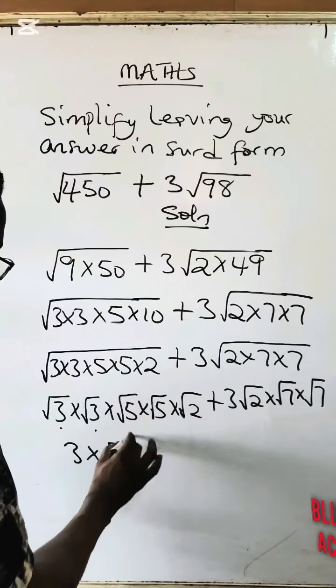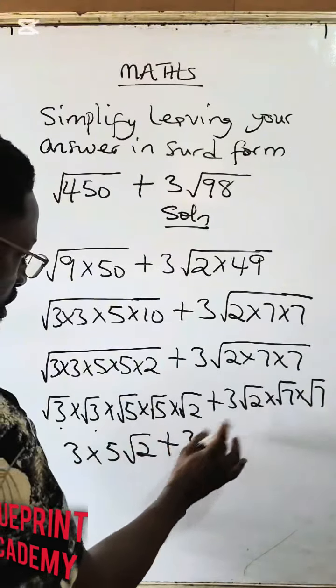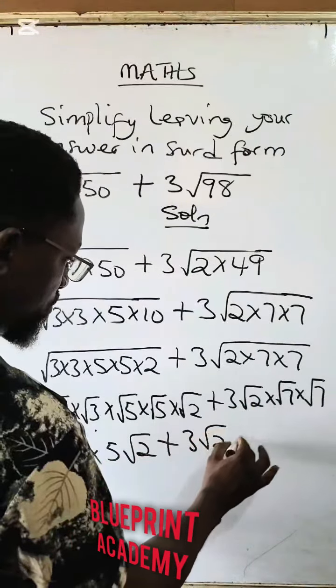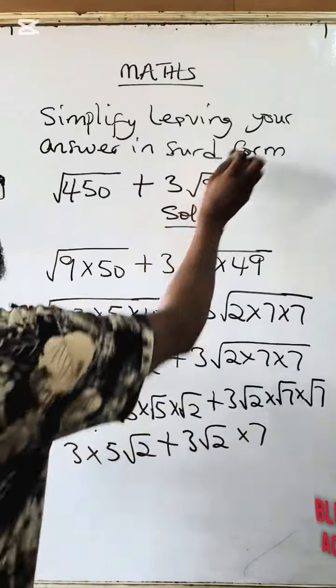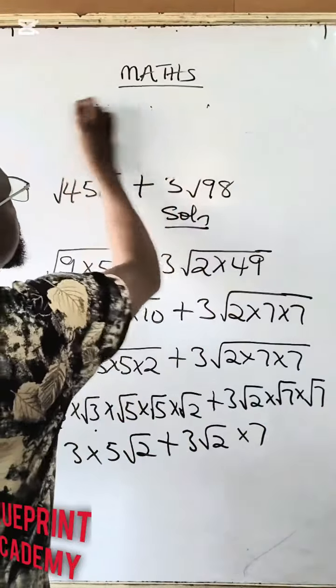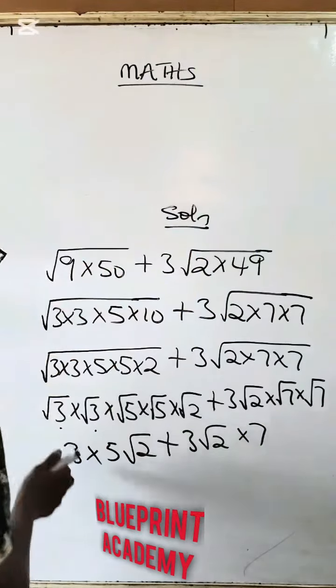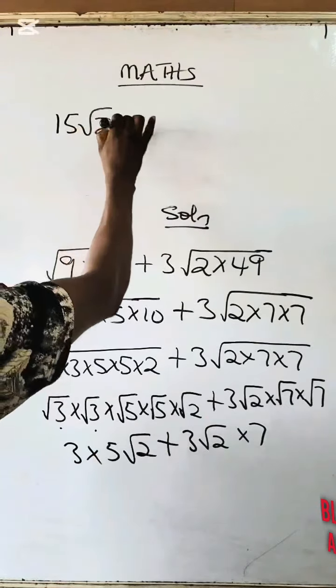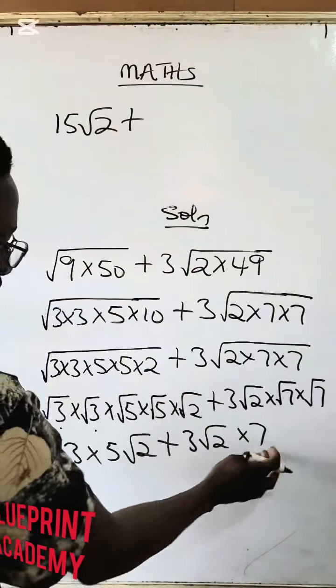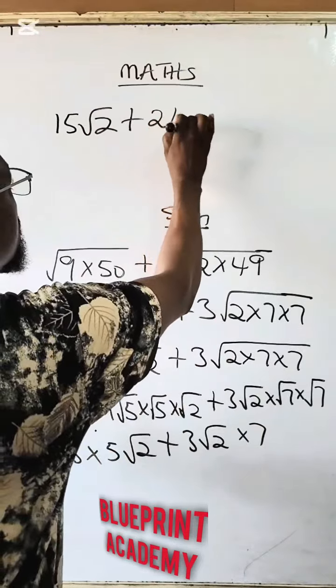Then this one is what? Root 2. Then plus 3. This root 2 is left. Then times root 7, take 1, root 7. So at this point, we have 3 times 5, that gives us 15 root 2 plus. Then we have 3 times 7, that's 21 root 2.